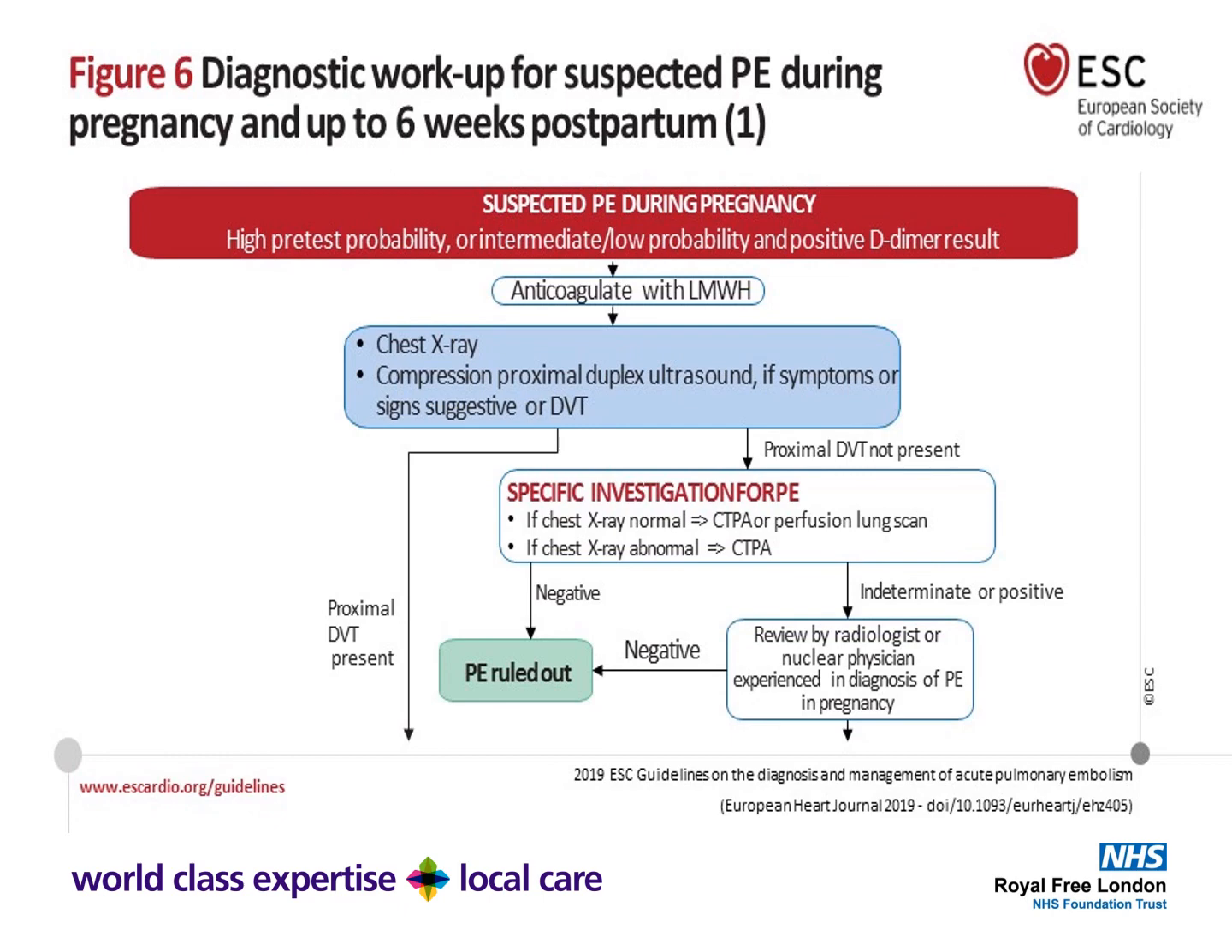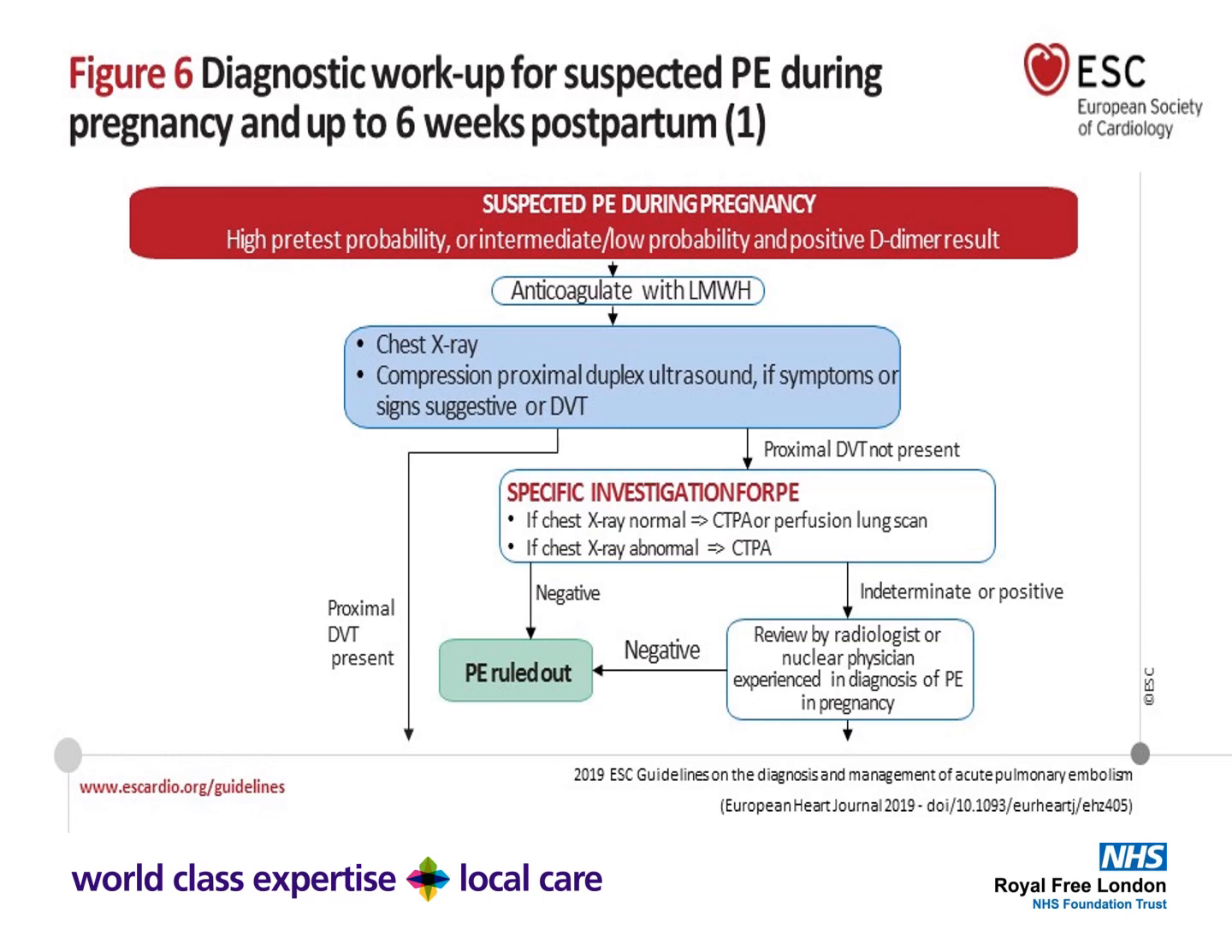So this slide here is about the diagnostic workup for suspected PE during pregnancy and up to 6 weeks postpartum. Now you can see for obvious reasons that the diagnostic algorithm is a little bit different, so let's go through it. So if there is a high pretest probability, then you should anticoagulate with low molecular weight heparin and arrange a chest x-ray. Rather than proceed straight to pulmonary angiography, then you should do a duplex ultrasound or a Doppler.